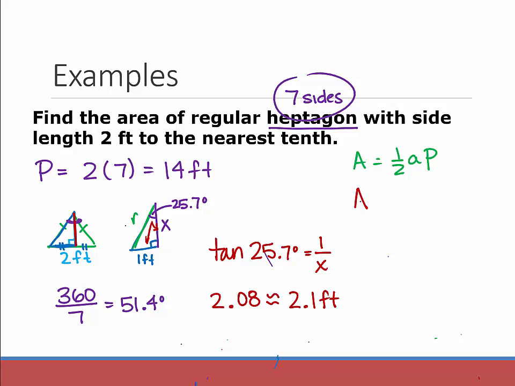So now we can plug it into the area formula. Area equals 1/2 the apothem times the perimeter. And we end up with about 14.5 feet squared.